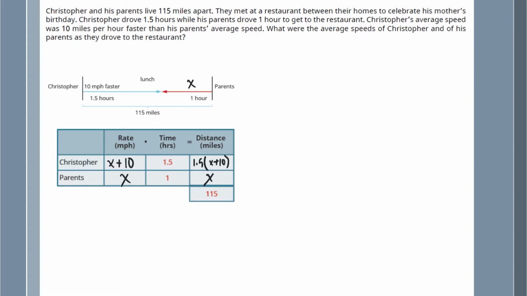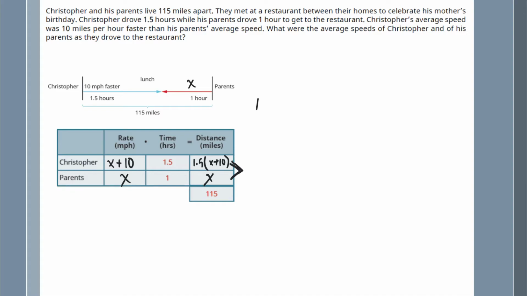And then to solve this one out, again, we have to come up with some relationship between the two things. And in this case, Christopher's part of the trip, or his distance, is only part of the drive, only part of that 115 miles, and then the rest of that 115 miles is his parents' distance. So basically what we can do is we can just add together those two distances, and we will get 115. So we can set the equation up like that.